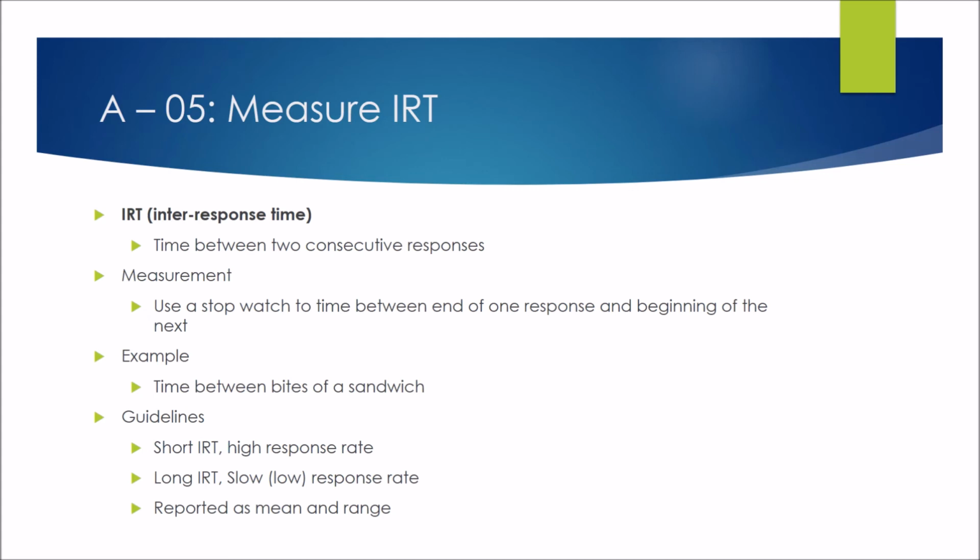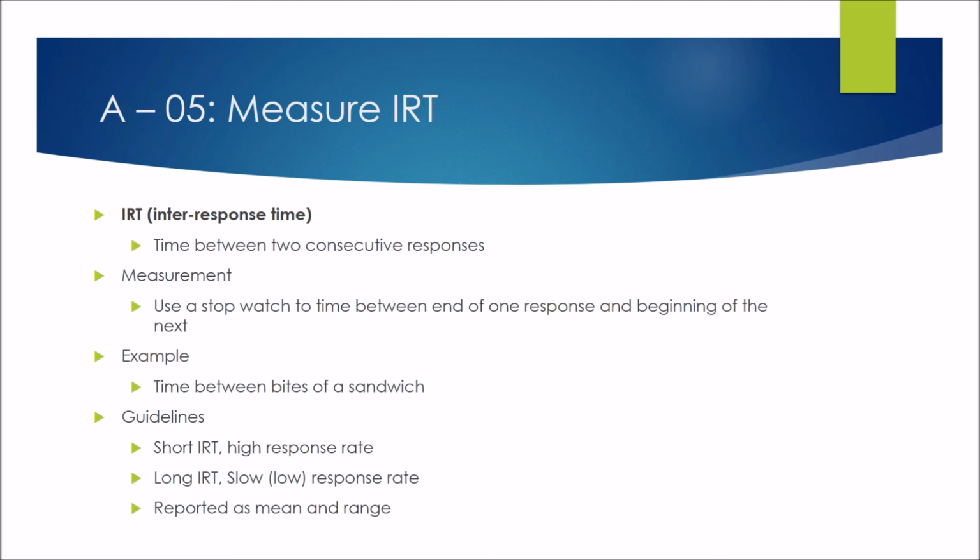We would start our timer at the end of the first bite and stop the timer at the beginning of the second bite. We would continue to take data on the time between bites, total that time, and then divide it by the number of bites taken. This would then be reported as an average IRT.